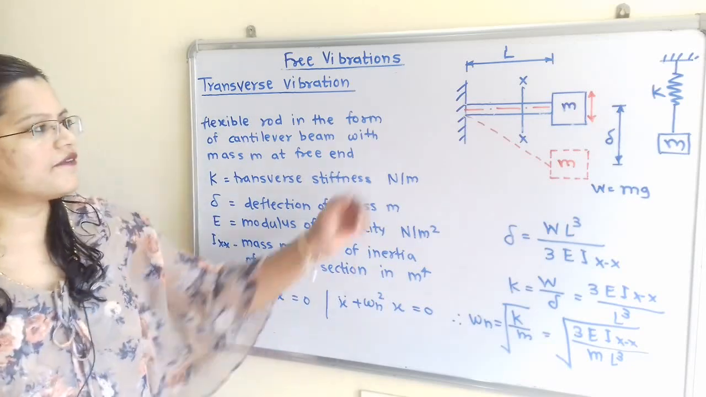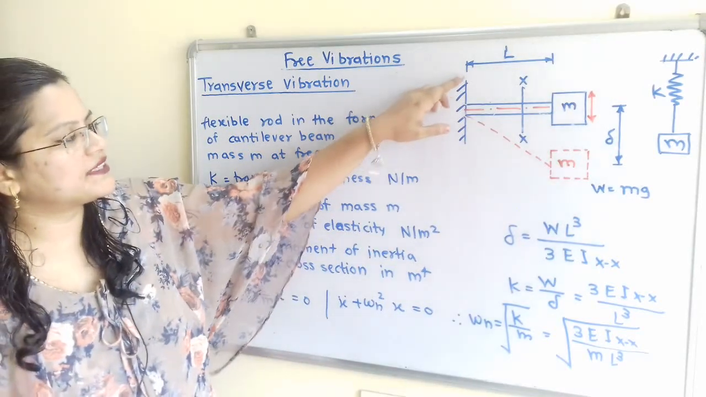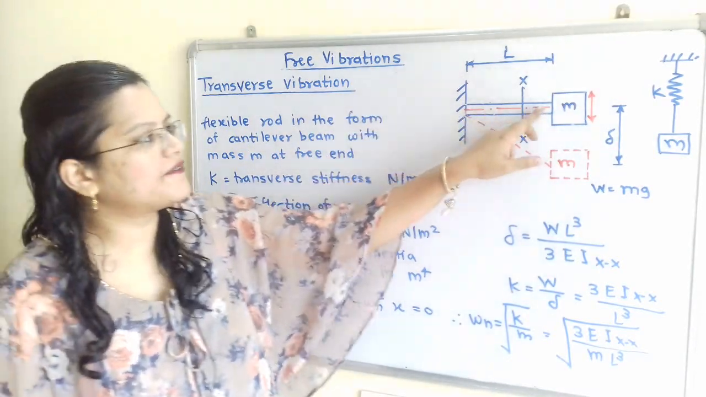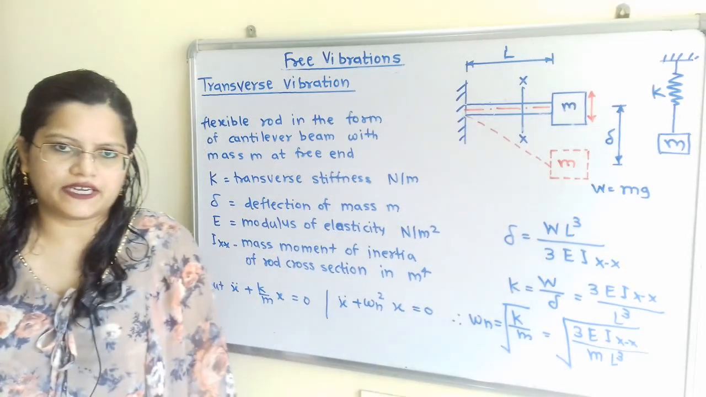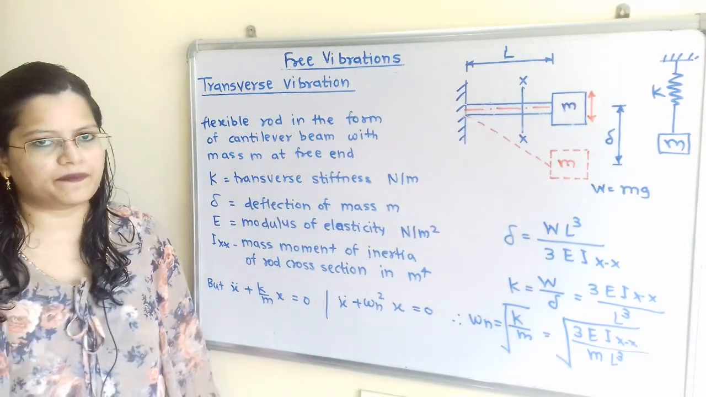We will consider one flexible rod of length L. One end of the flexible rod is fixed and at the free end mass M is connected. Now this rod is in the form of a cantilever beam.